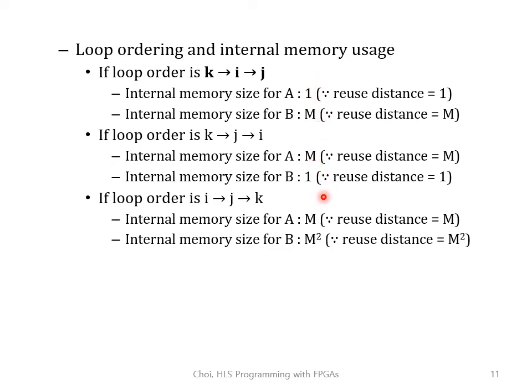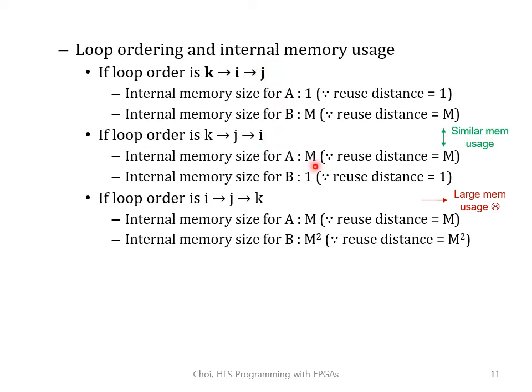And let's move on to the next loop ordering, IJK, which was the original loop ordering. Please check on your own that the reuse distance for A is M and the reuse distance for B is M squared. It consumes larger internal memory compared to these two orderings, and you probably want to avoid this one and take one of these two.